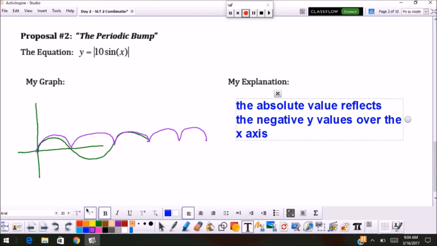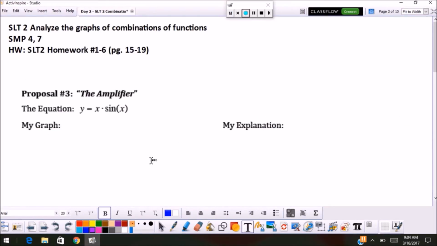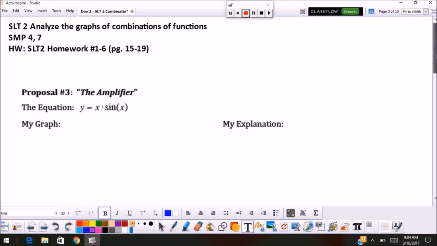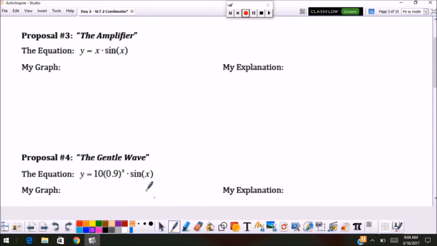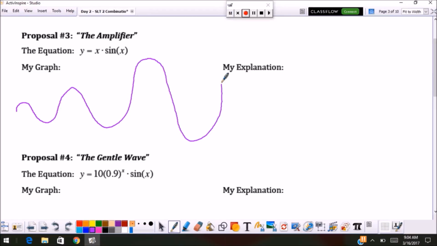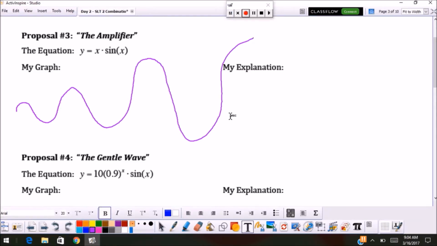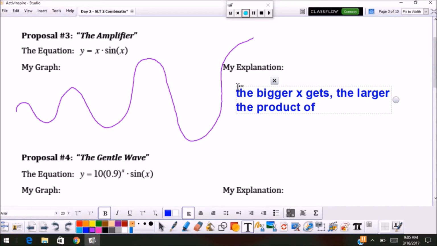Okay, so for proposal number 3, that one is called the amplifier. If you think about what an amplifier does, it makes something bigger. So what I'm going to do here is take a sine function and multiply it by x. As x gets larger and larger, the sine function's amplitude is going to get larger and larger. So the graph should look like that. And my explanation is going to be, the bigger x gets, the larger the product of x times sine x will be.